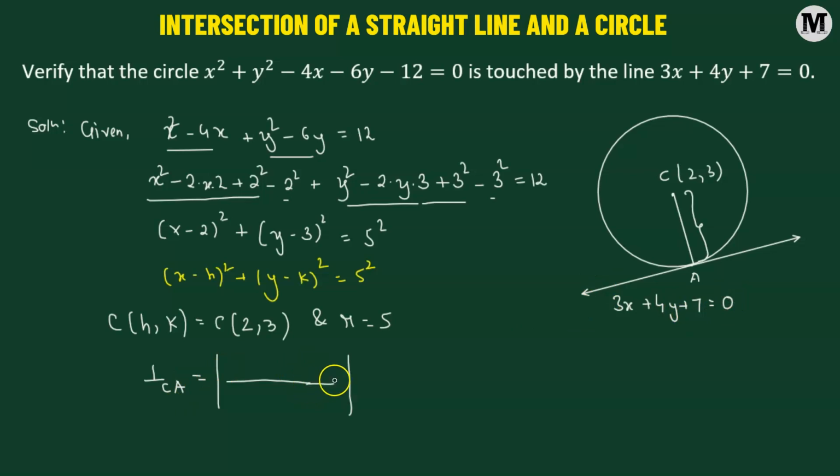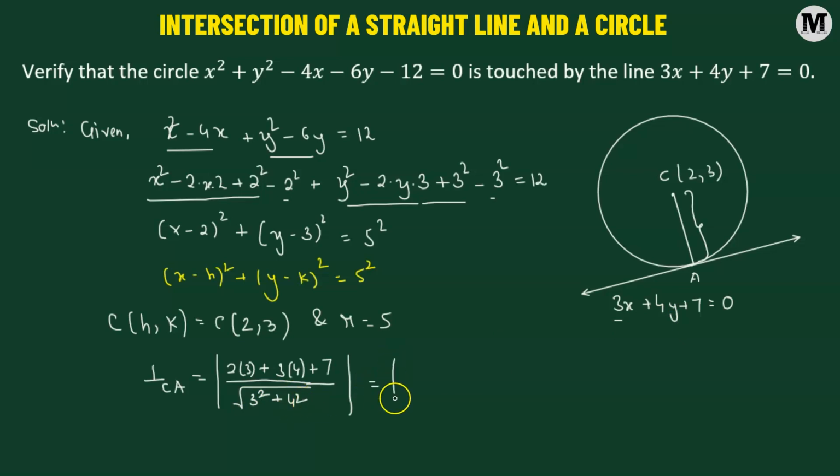All we have to do is take the x coordinate of the center, that's 2. That gets multiplied by the coefficient of x of the line, so 2 will be multiplied by 3. Added to the y coordinate of C, that's 3, which gets multiplied by the coefficient of y, that's 4. To it, we add the number 7, which is the constant term of the line, divided by the square root of the square of the coefficient of x, so 3 squared, added to the coefficient of y squared, that's 4 squared.